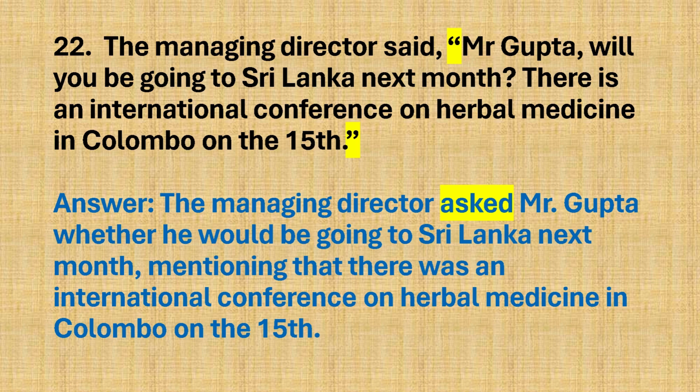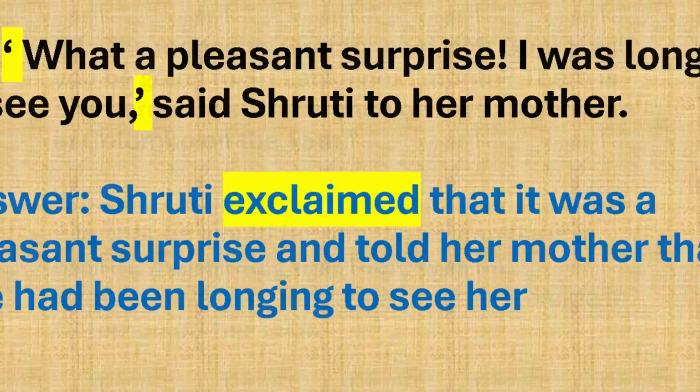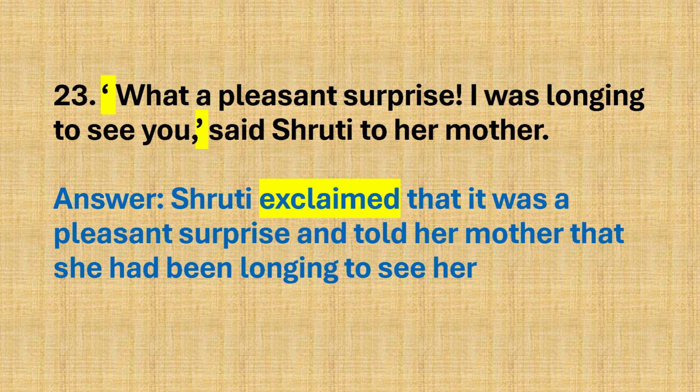In the above sentence, "asked" is used because it is a question. "Will you be going?" future continuous changes to "would he be going" in reported speech. "You" changes to "he", referring to Mr. Gupta in the third person. And "will you be going" is transformed into "whether he would be going". The second sentence is integrated using "mentioning that" to maintain clarity. And no change in time expression since "next month" is still in the future. It remains unchanged. And as we all know, indirect speech does not retain quotation marks.